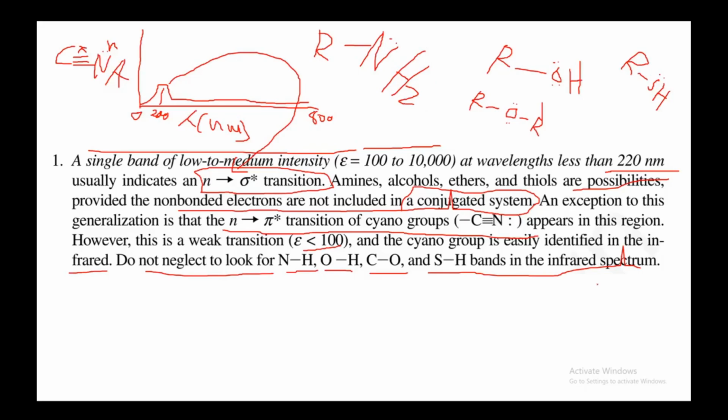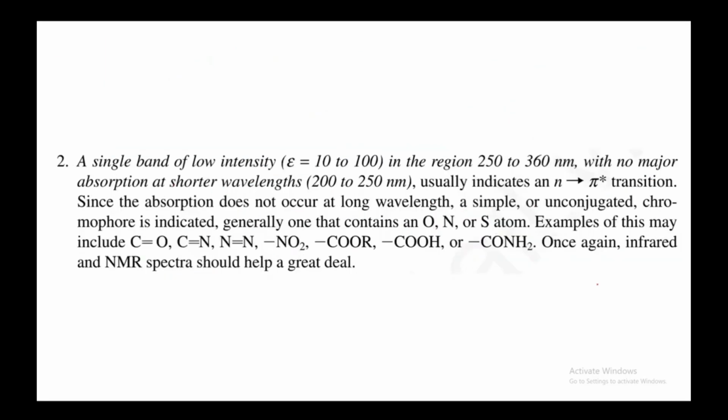Let's move on and look at Guideline II. If you see a single band of low intensity, around 10 to 100, in the region of 250 to 300 nanometer, with no major absorption at shorter wavelengths, 200 to 250 nanometer, it usually indicates n to pi star transition.